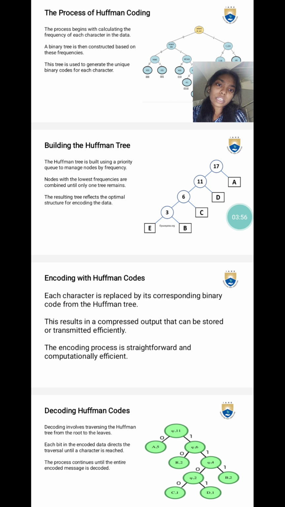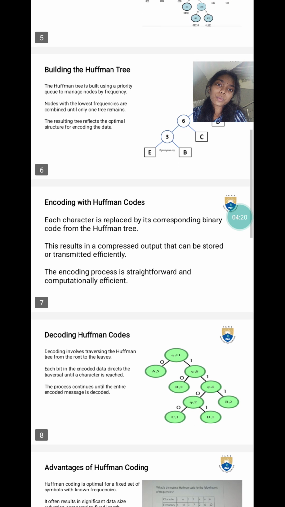Now we can see the example in block A, where the frequency is 17, and D is 11. The frequency is decreasing from A to D. Here C is 6, and B is 3. The frequency is decreasing when we plot the queue.